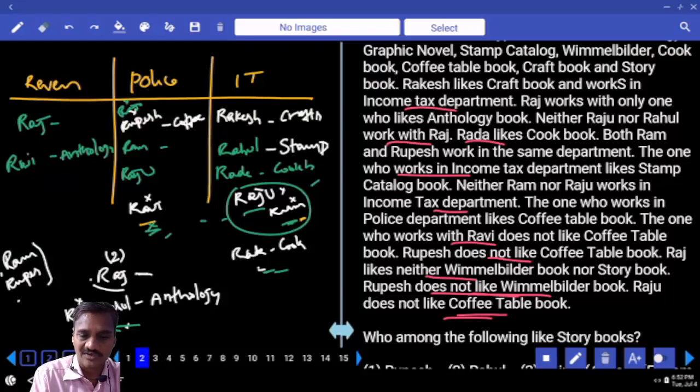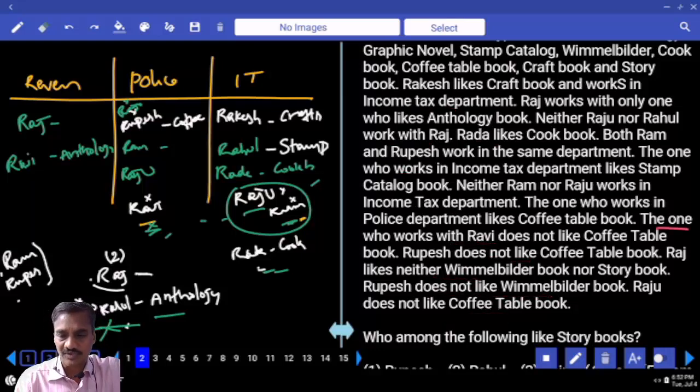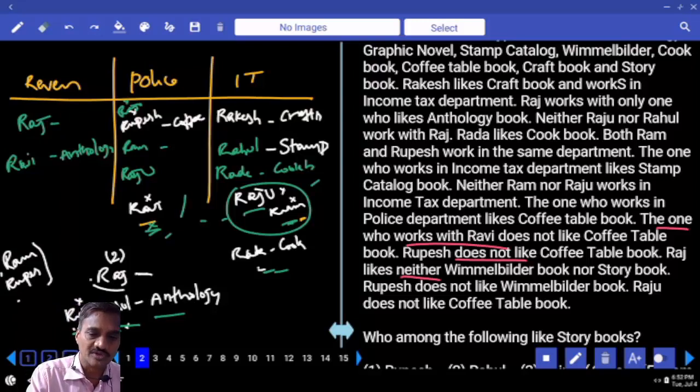Then what is the other thing left over here? Now coming back to this, the one who works with Ravi does not like coffee table. And Ravi is at this place. Rupesh does not like coffee. Raj likes neither Wimley builder nor storybook. And Wimley builder and storybook must be in these. Out of which Rupesh does not like Wimley builder. So Wimley builder or storybook must be in the middle of these two.